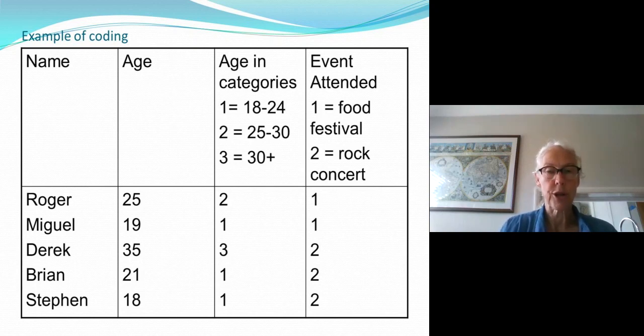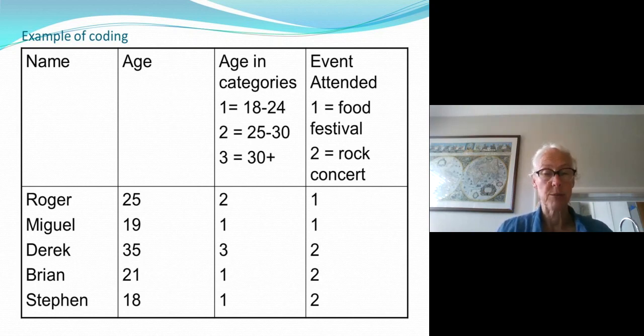But if we look at Roger, he's told us his age is 25. Now, if we put that in categories, imagine he had some answer options to complete and we'd given some categories of 18 to 24, 25 to 30, 30 plus, Roger would have ticked 2. So he'd have ticked that second one, 25 to 30, and we're going to code that as 2.